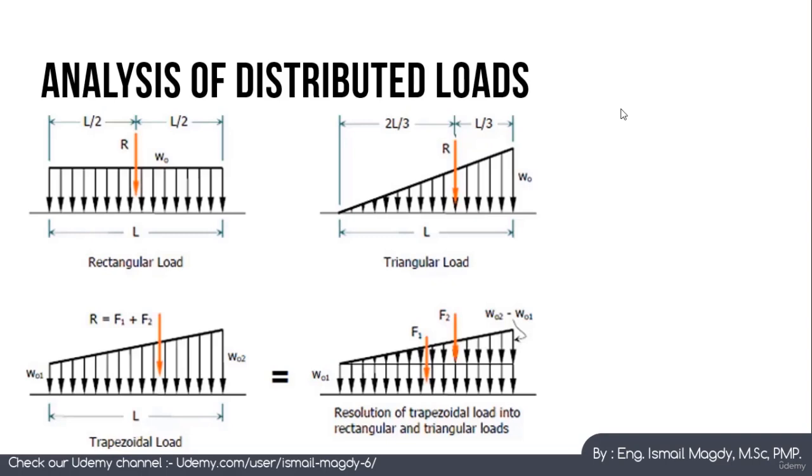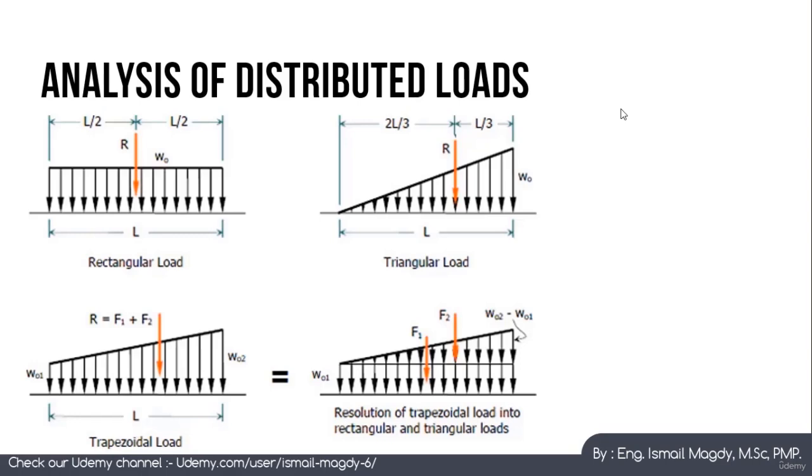In figure 2, we can see a triangle distributed load. The value of R will be W multiplied by L multiplied by 0.5, because this is the area of a triangle, and the location of the resultant will be L over 3 from the side of the triangle base.